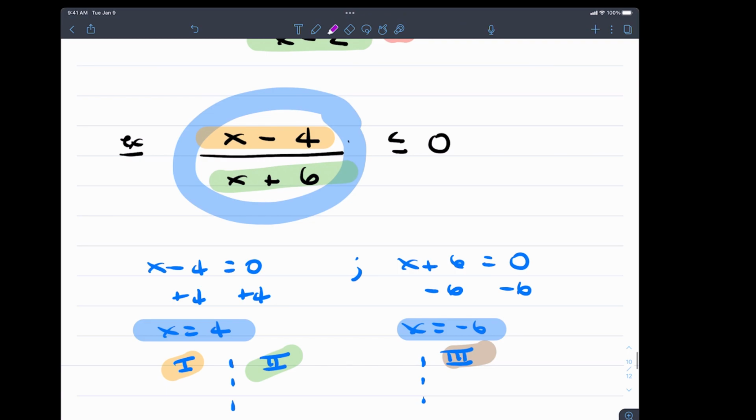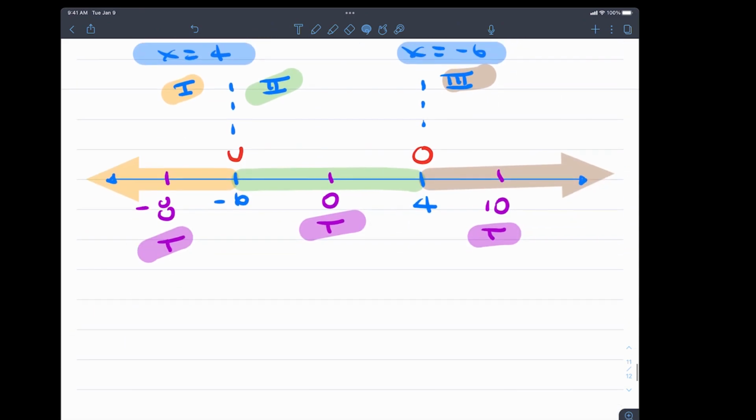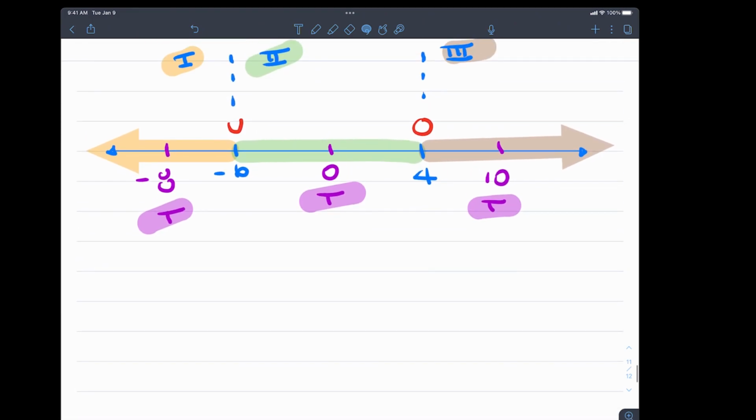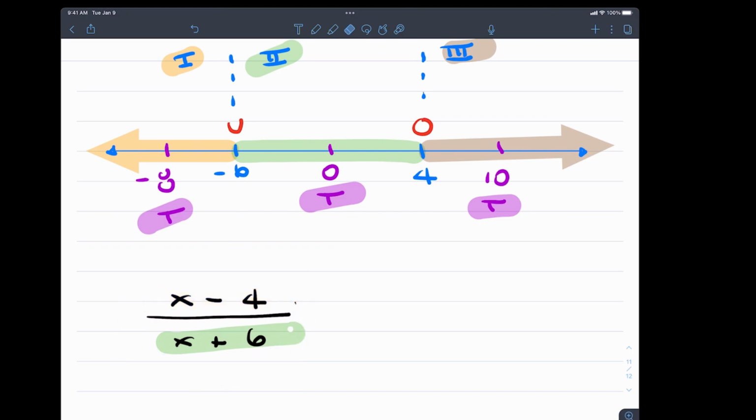So we're going to test the fraction. The whole idea is to find where it's negative, less than 0 or equal to 0. That's the whole idea of sign analysis. We already know where it equals 0. It equals 0 at 4. So let me clear this out and let's start testing.